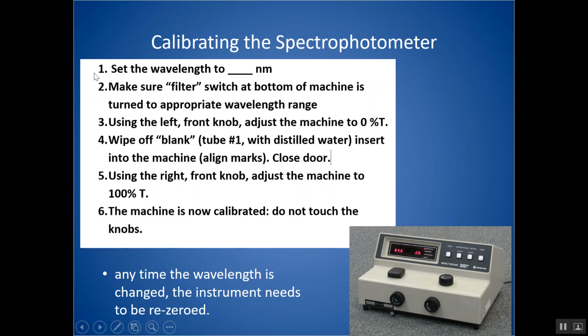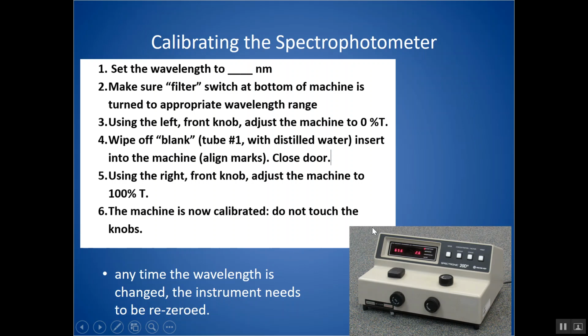If you remember when we were in the lab, these were the steps that we used to calibrate the spectrophotometer to our blank. First, you would set the wavelength to whatever you needed for the experiment to be run at. Sometimes there's a filter switch at the bottom that you want to set to the appropriate wavelength range as well. First, without anything in it, you would turn this left knob and adjust the machine to 0% transmittance, teaching it that when nothing's in it, there's no light passing through it, you want it to be at 0%. Then you would prepare your blank, fill up a test tube or your cuvette with distilled water, and put it into the machine.